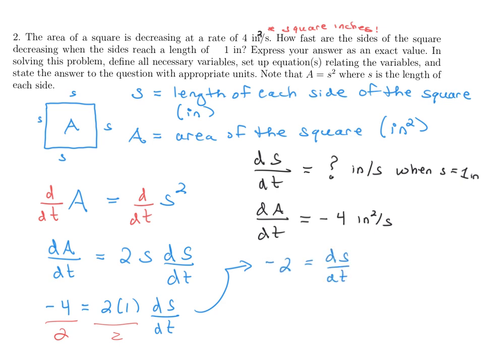And let's just be careful to interpret this answer. This negative means that the sides are decreasing. And this 2 is 2 inches per second. So I'm just going to conclude this problem by saying the sides are decreasing. Again, the decreasing is referring to the fact that this rate is negative, so we have a decreasing rate. So the sides are decreasing at a rate of 2 inches per second.